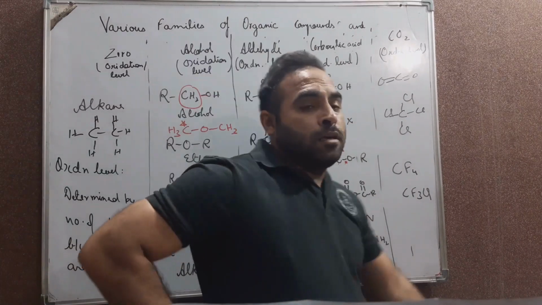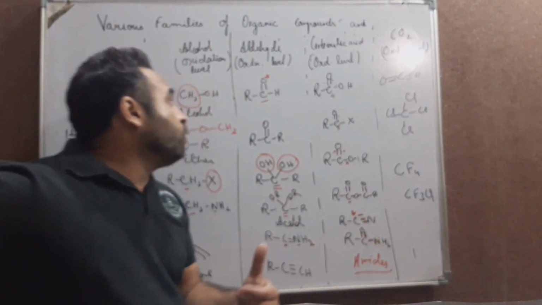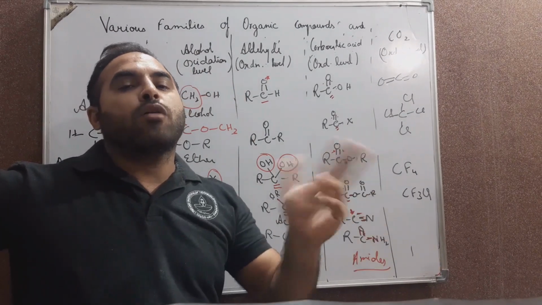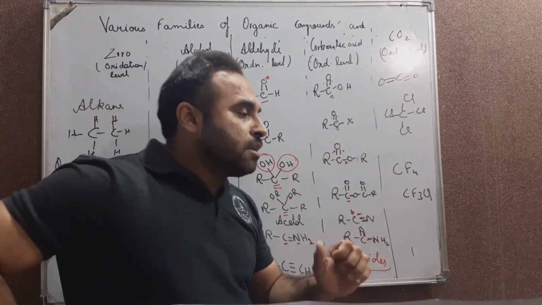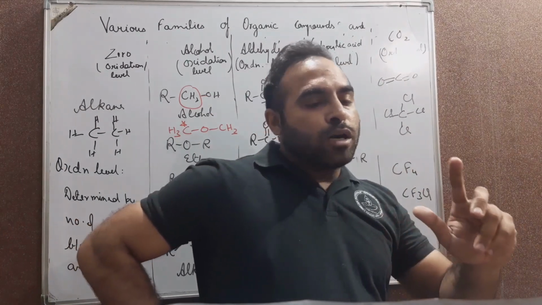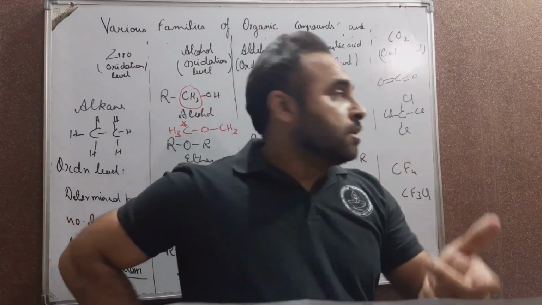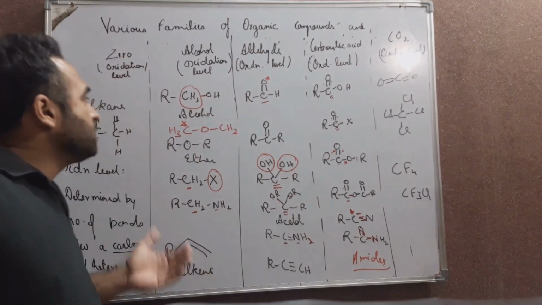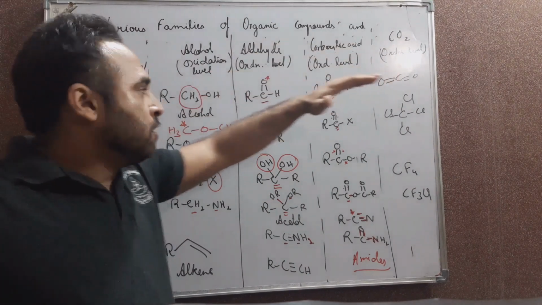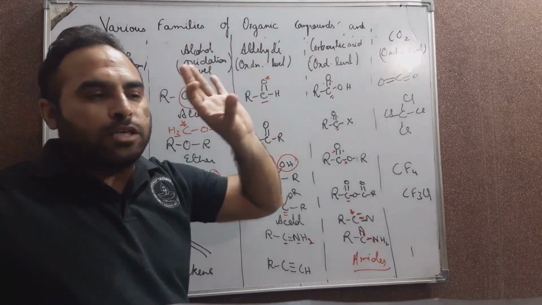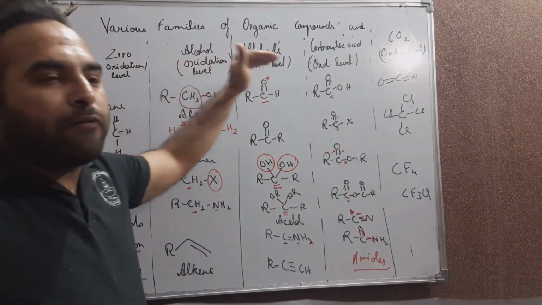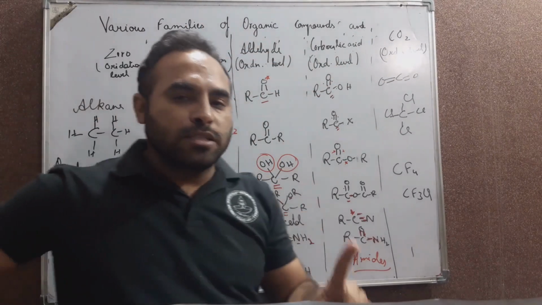First of all, we come to know one thing: whether we are going to do an oxidation reaction or a reduction reaction, or whether there is any involvement of an oxidizing agent or reducing agent to carry out a conversion of one family into another. For example, if I have to move from lower to higher oxidation levels, from alkane to carbon dioxide, I have to carry out oxidation.